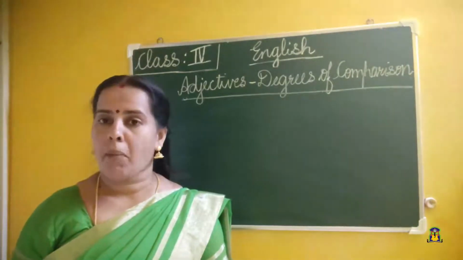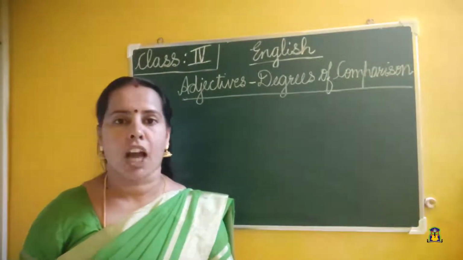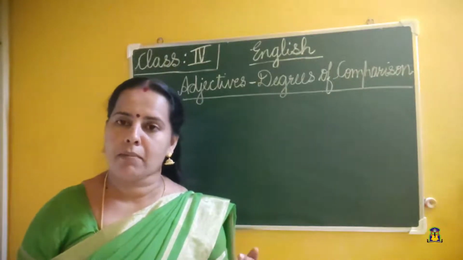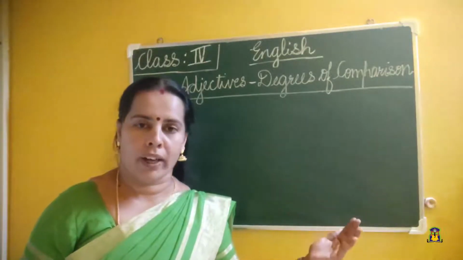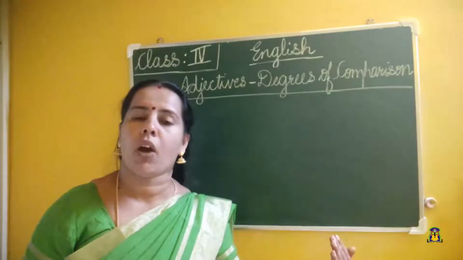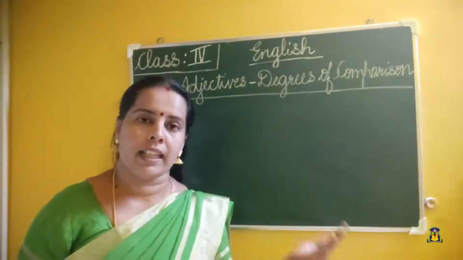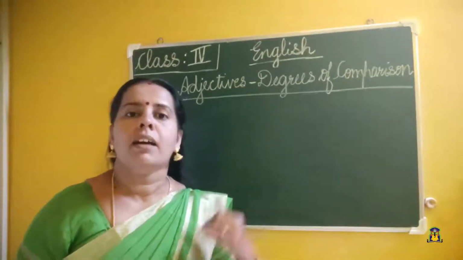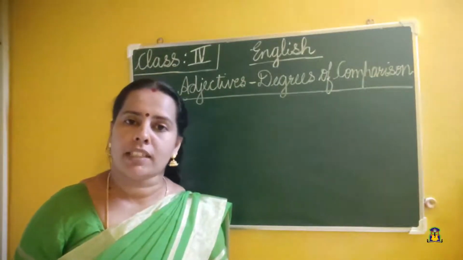Adjectives can come before a noun or after a noun in a sentence. We studied the examples also. This is a nice boy. Okay, there the adjective nice comes before the noun boy. This boy is nice. There the adjective comes after the noun. Okay, so we studied adjectives.